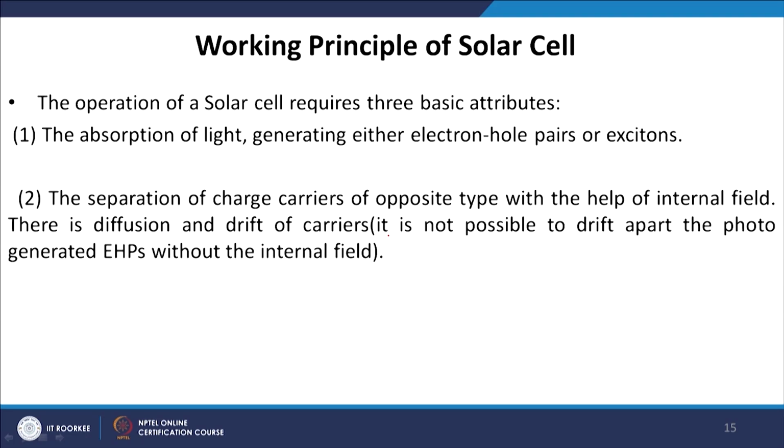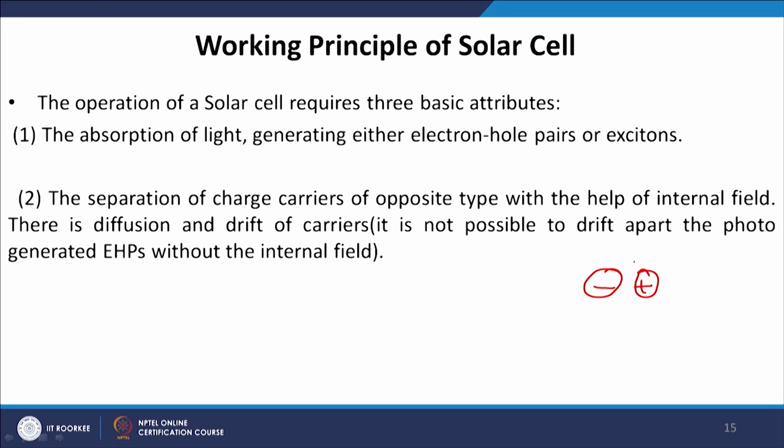The second process is the separation of the charge carriers of opposite type with the help of the internal field. Once the electron, which is negatively charged, and the hole, which is positively charged, have been created, they are bound by an electrostatic force, called the excitonic binding force. Now, we need to provide energy to overcome the excitonic binding energy, so that the exciton dissociates into free charge carriers and electrons and holes can participate in charge conduction. In this process, two different types of mechanism are involved. One is diffusion, another is drift. Drift is due to the internal electric field and diffusion is due to the mobility of the charge carrier.